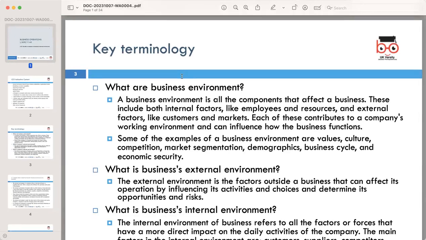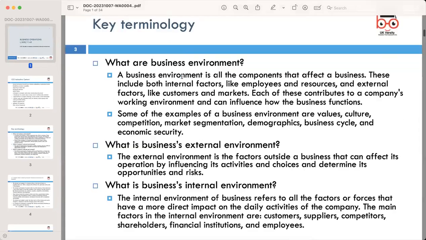Okay, so basically the business environment is all components affecting a business, both internal, for example, employees and resources, and external, like customers and markets. So these factors influence how a business operates. Examples of business environments include values, cultures, competitions, market segmentations, demographics, business cycle, and economic security.